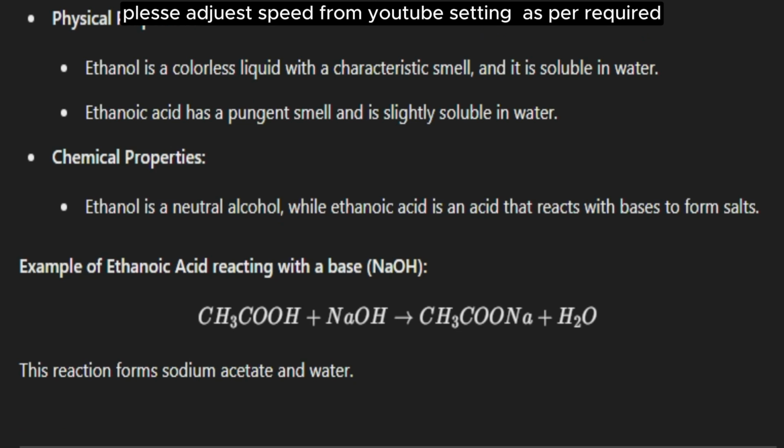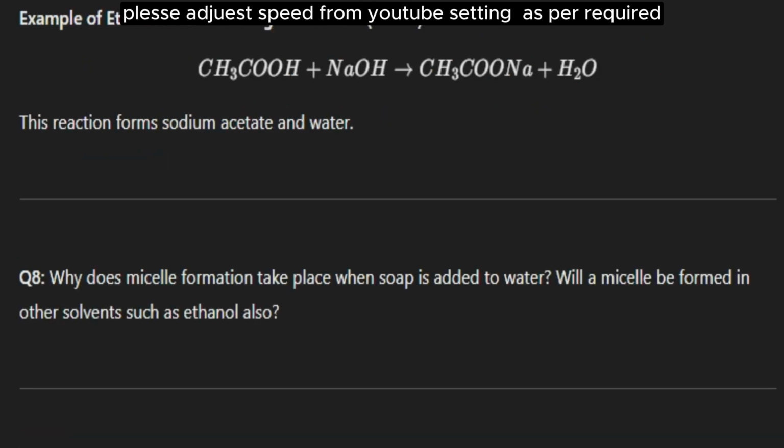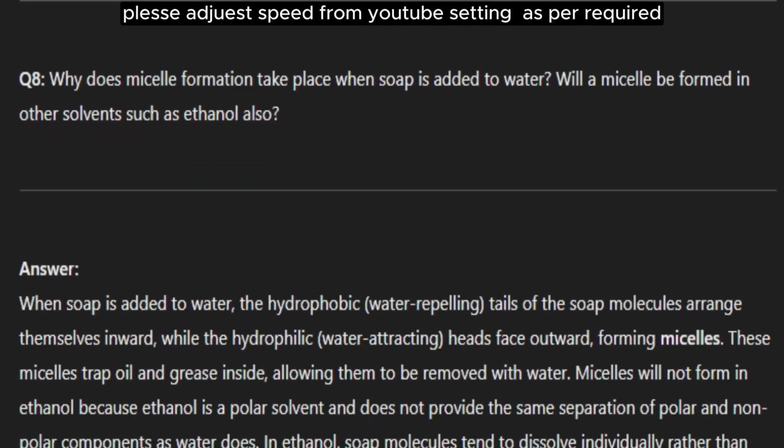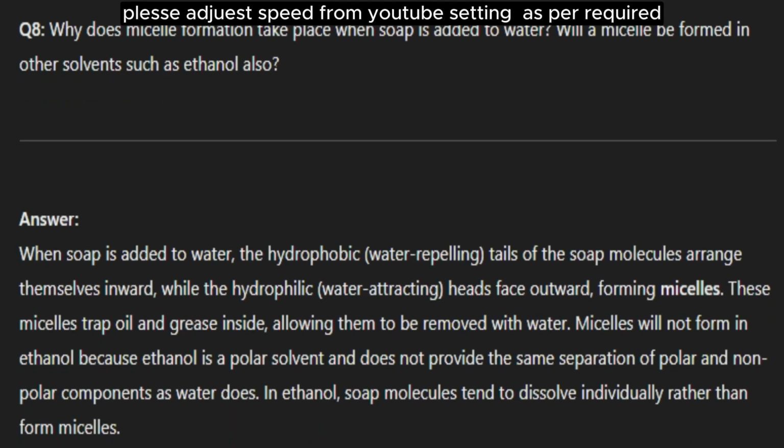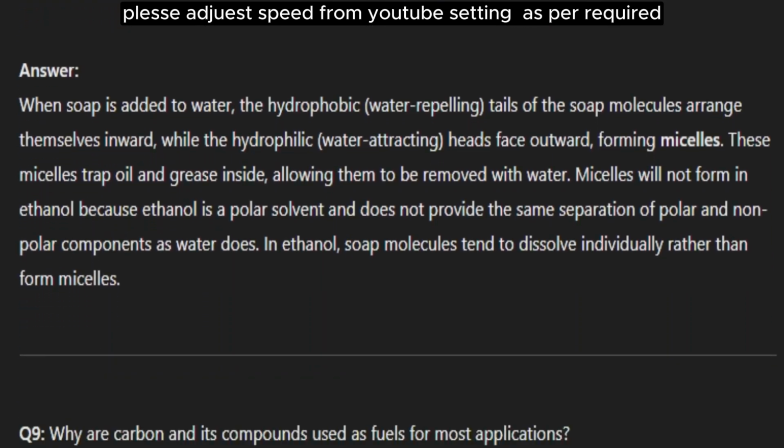Q8, why does micelle formation take place when soap is added to water? Will a micelle be formed in other solvents such as ethanol also? Answer: when soap is added to water, the hydrophobic, water-repelling, tails of the soap molecules arrange themselves inward, while the hydrophilic, water-attracting, heads face outward, forming micelles. These micelles trap oil and grease inside, allowing them to be removed with water.